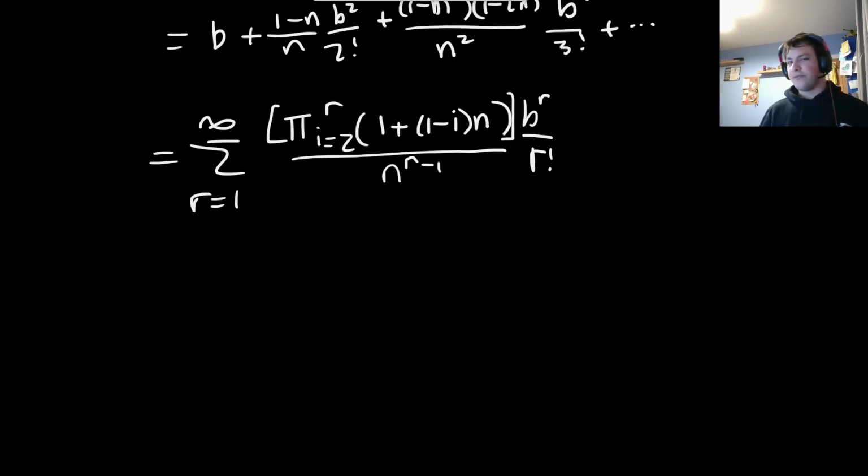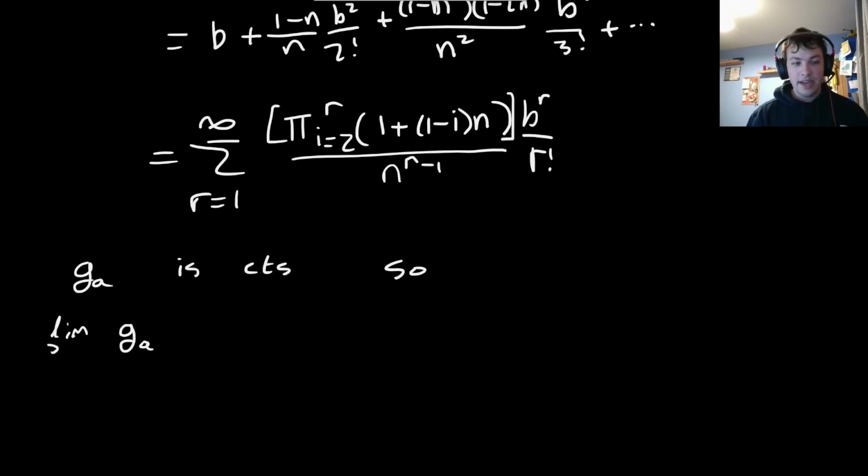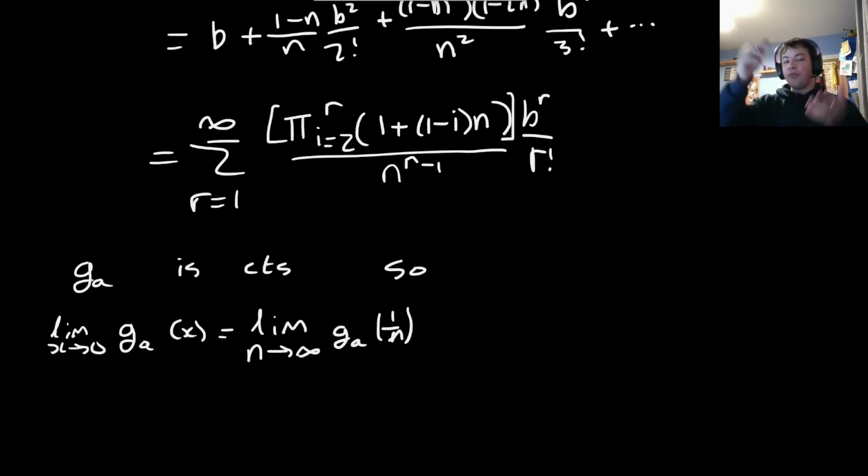That's still a bit funky, but GA is continuous. So that tells us that GA, or the limit as x tends to 0 of GA of x, is going to also be the limit as n tends to infinity of GA of 1 over n, because 1 over n is going to tend towards 0, and so therefore GA of these values is going to tend towards the limit.